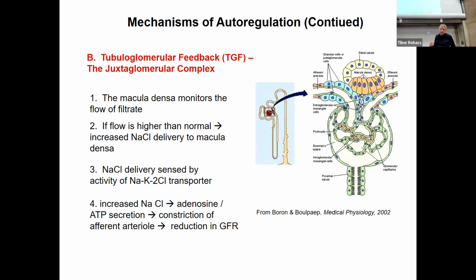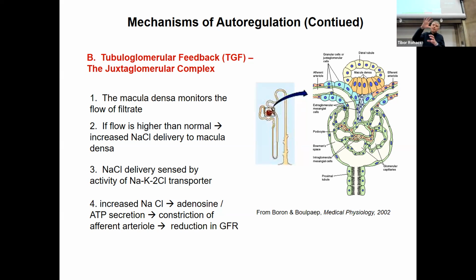So basically what happens here is this macula densa, which is part of the distal tubular system, essentially monitors the flow of the filtrate. And if the flow is higher than normal, then there's going to be higher sodium chloride delivery to the macula densa, and that's going to be sensed by the sodium-potassium-2-chloride transporter. And basically, if you have too much flow here, it sends a signal to the efferent arteriole, they're essentially touching each other, to constrict and decrease the filtration. And this is a beautiful mechanism because this is local.